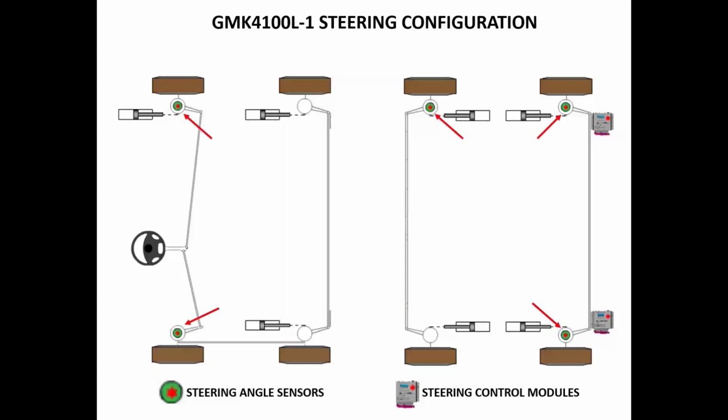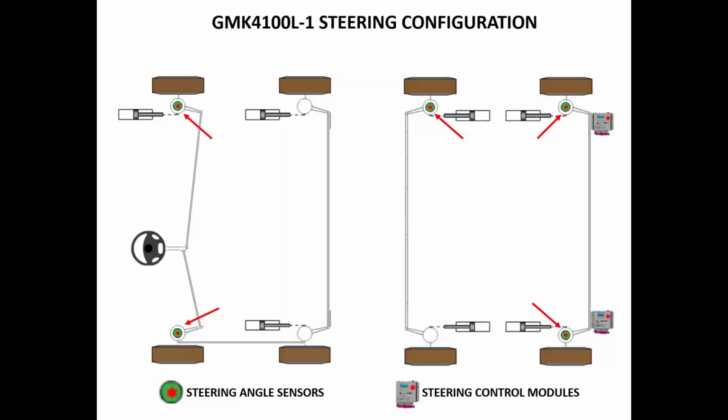2 steering angle sensors located on axle 1, 1 sensor located on the right side of axle 3, and we have 2 angle sensors installed on axle 4. Information from these steering angle sensors is relayed to the steering control modules.